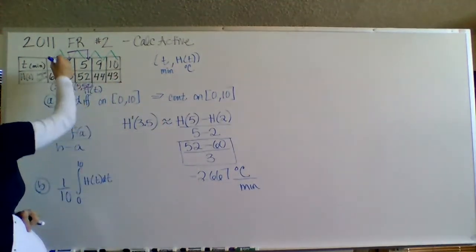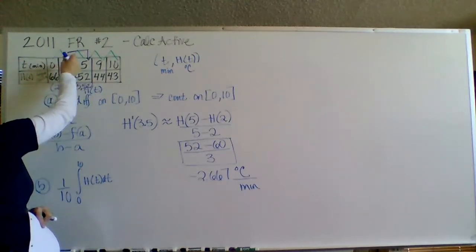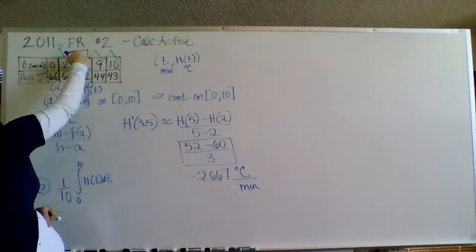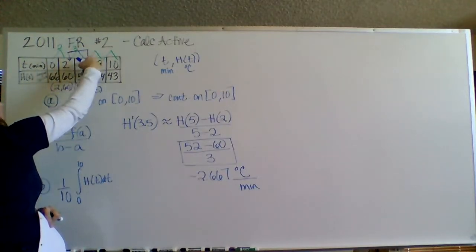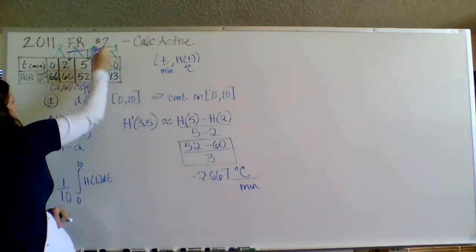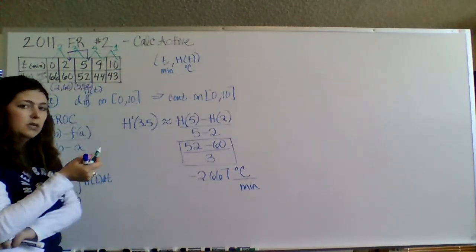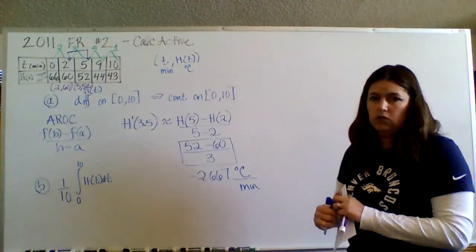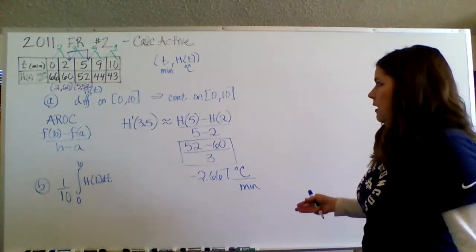Because between 0 and 2, and remember in this case the change in x would be the height of the trapezoid, so a height of 2. In between 2 and 5 would be a height of 3. In between 5 and 9 would be a height of 4. And in between 9 and 10 would only be a height of 1. So if they are not equal, you can't use that little shortcut trapezoid approximation. You have to do each one separately. Okay, but we'll get to that in a minute.